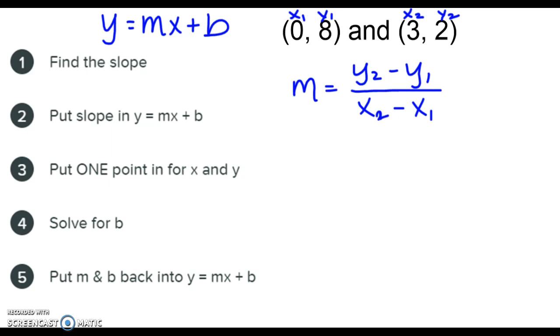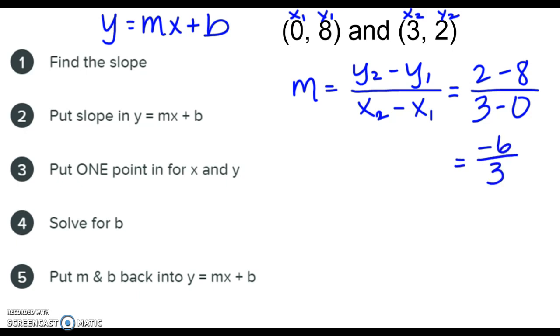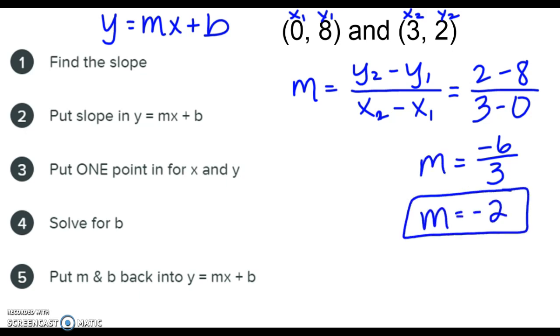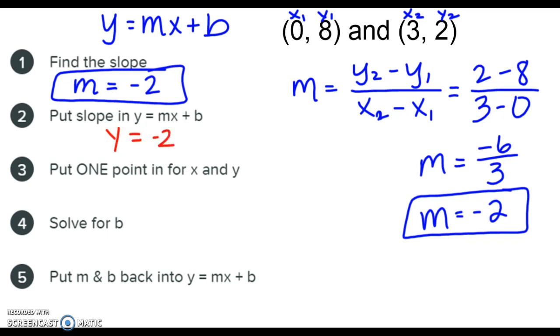Then I'm plugging in my numbers. My y2 was 2 minus 8, and 3 minus 0. So here I end up getting -6 divided by 3, which ends up being -2 for my slope in this example. If you just want to rewrite it somewhere so it's easy to locate, that's fine. Then put the slope in for y equals mx plus b. Easy second step. I can do that.